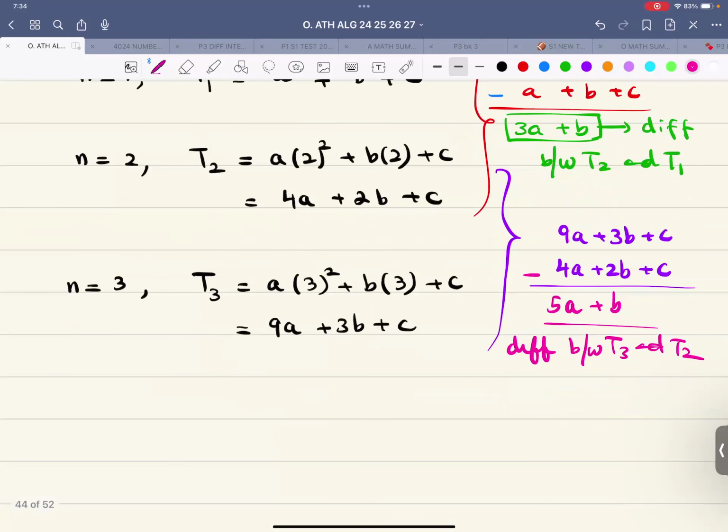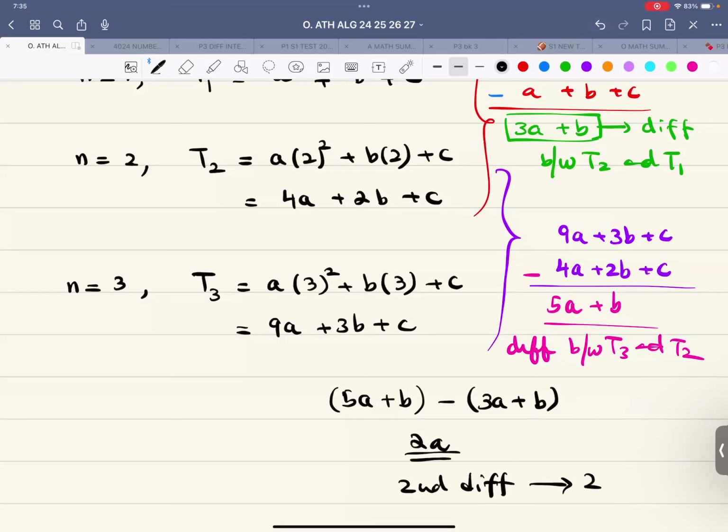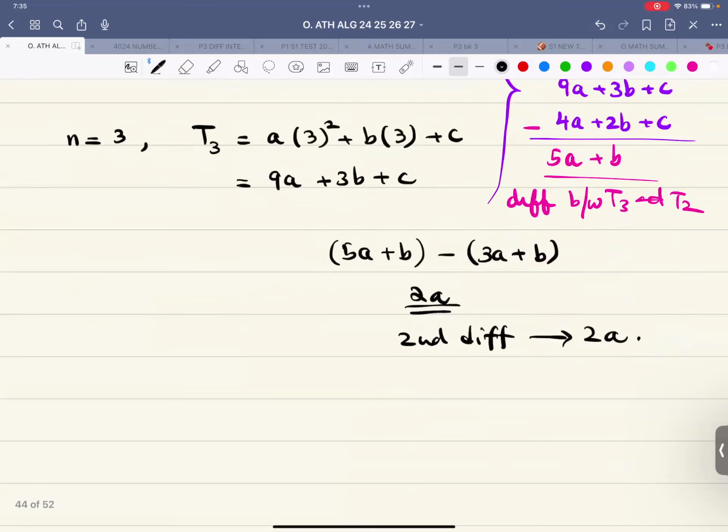Now, if I find the difference between the first differences, 5a plus b minus 3a plus b, the b's cancel out. It's not 2b, the b's just cancel out and I'm left with 2a. That means the second difference comes out to be 2a. That is what I have obtained.